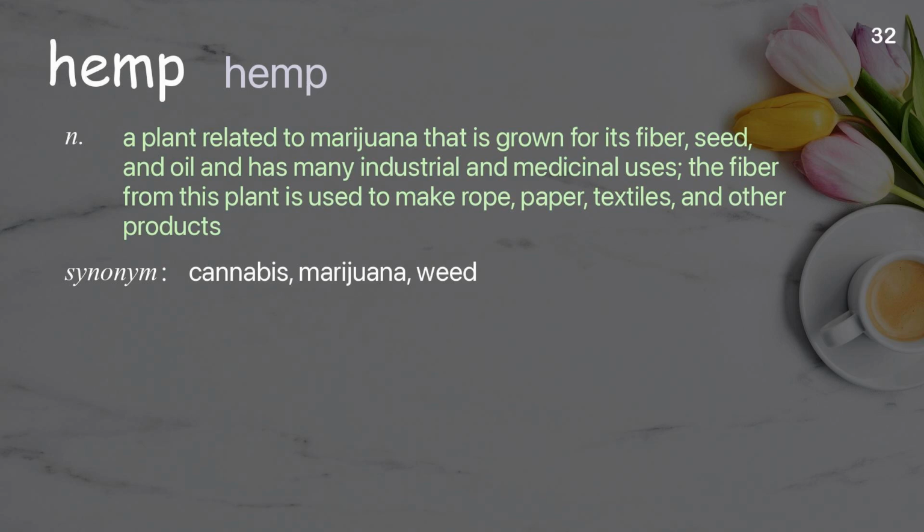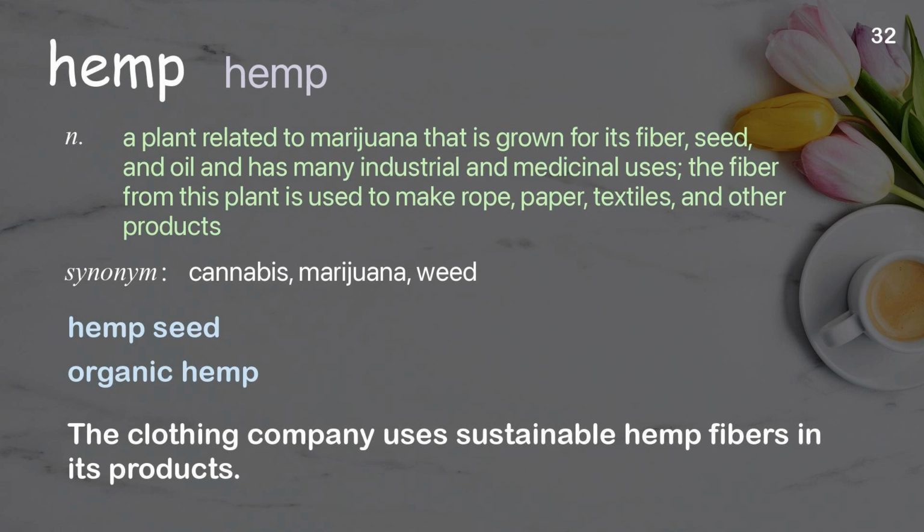Hemp. A plant related to marijuana that is grown for its fiber, seed, and oil and has many industrial and medicinal uses. The fiber from this plant is used to make rope, paper, textiles, and other products. Examples: Hemp seed. Organic hemp. The clothing company uses sustainable hemp fibers in its products.